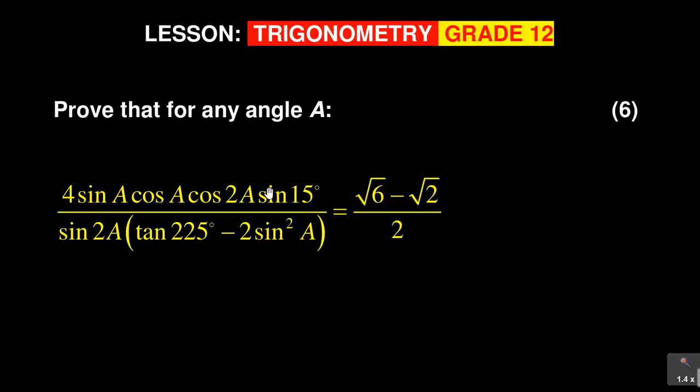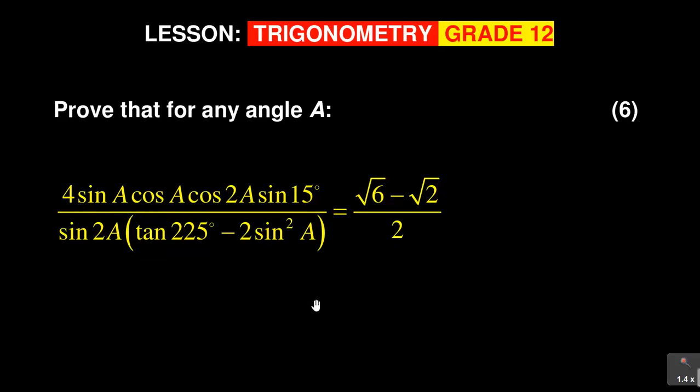Now, in this section, I am bringing you the trigonometric proofs, and this is a question that I took from one of the previous papers. It says prove for any angle A, which is 6 marks, and you are given this particular proof that the left hand side must be equal to the right hand side.